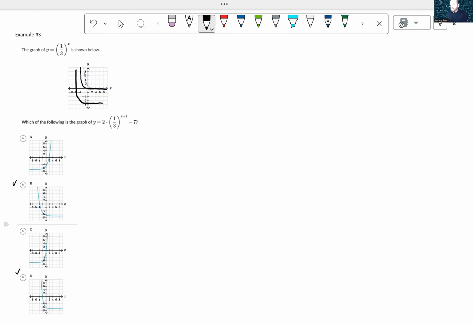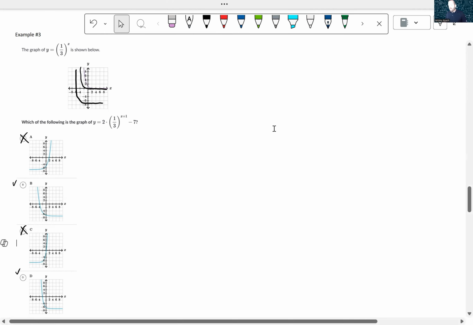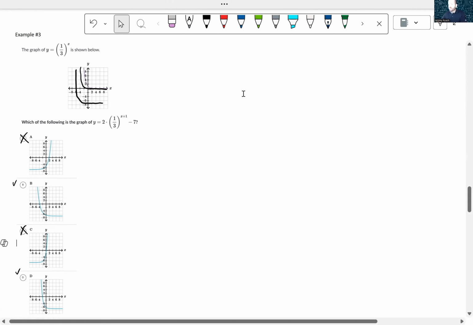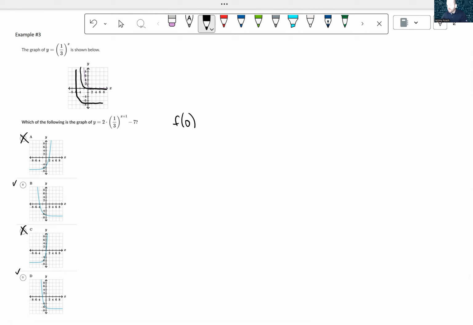There's no reflection across the y-axis, so we can cross out A and we can cross out C. So there's no reflection there. That helps us get rid of some answer choices again. But we're going to use the same method that we did before. We're going to figure out what the y-intercept is. The y-intercept is when x equals 0. So we're going to do f of 0, plug in 0 for x.